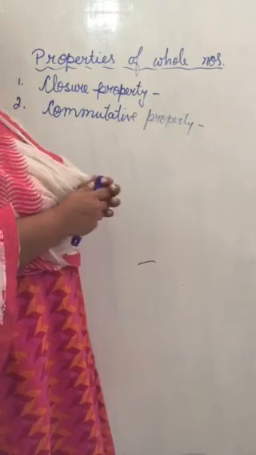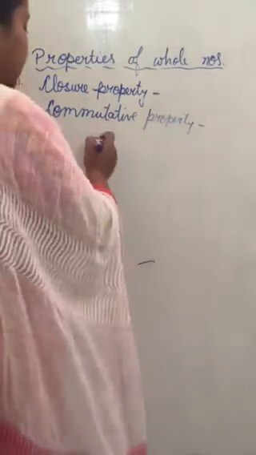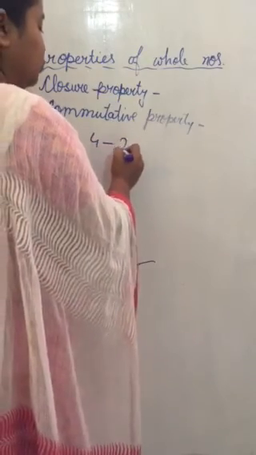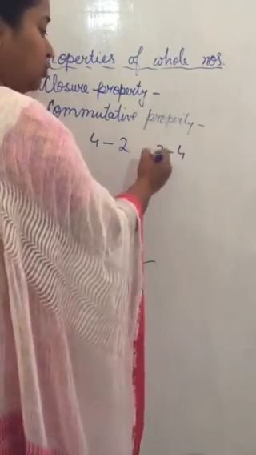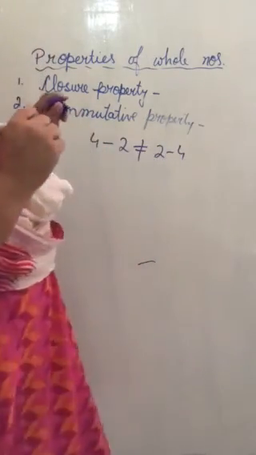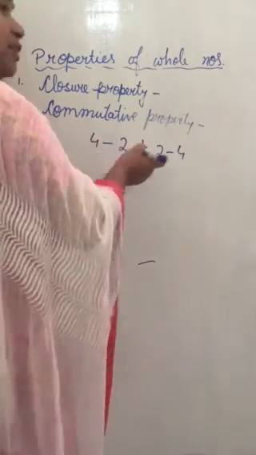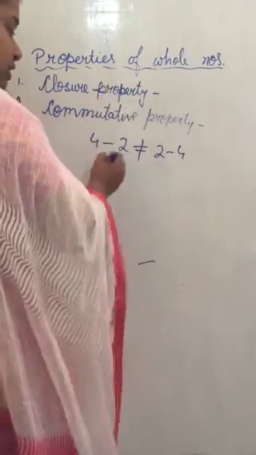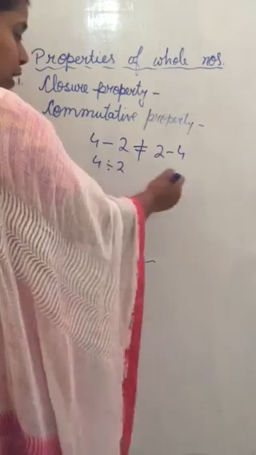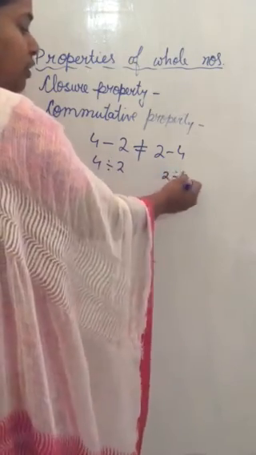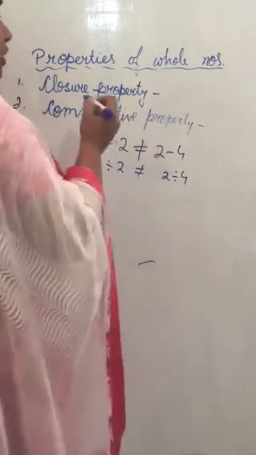But can we say the same thing in case of subtraction? If I write 4 minus 2, you get the answer 2. And 2 minus 4, do you get the answer 2? No. So they are not equal. Similarly, let us take the case of division, which we have seen in the previous case also. 4 divided by 2 gives the answer 2. But 2 divided by 4, you have seen it gives the answer 1 by 2. So are they equal? No, they are not equal.